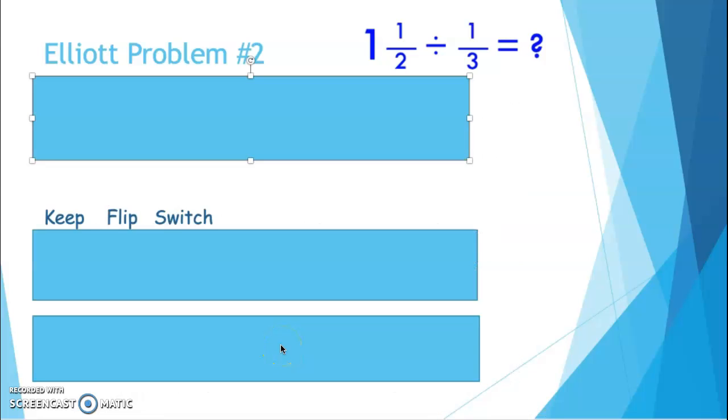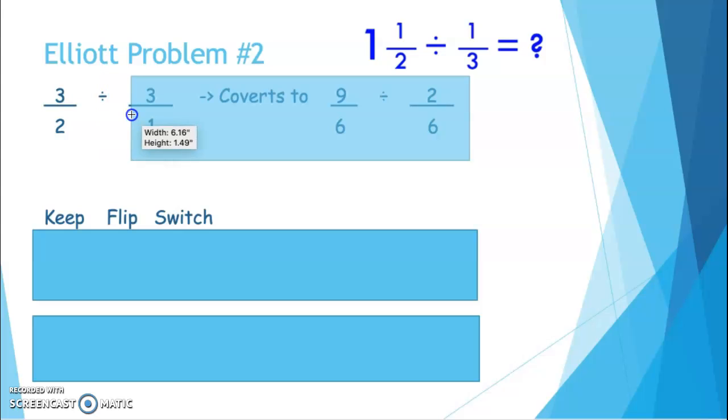Okay, let's see what you came up with for keep, flip, switch. Ready? 1.5 divided by 1/3. 1.5 converts to 3/2. What's the denominator? Down low, so that's 2. And what's the numerator? Numerator, up top. Okay, remember that you need to be able to explain not just denominator down low, right? But what each of those meanings are.